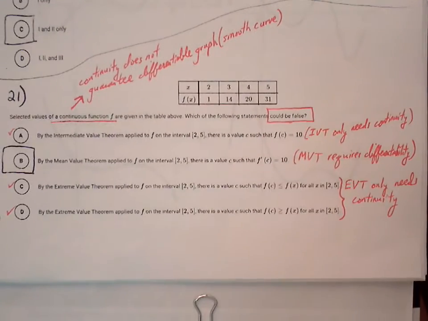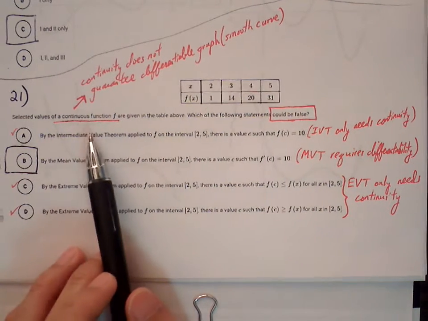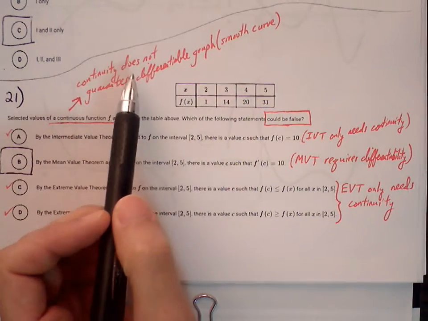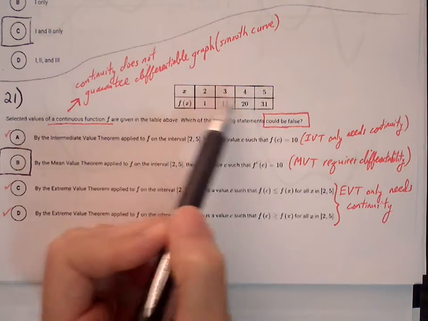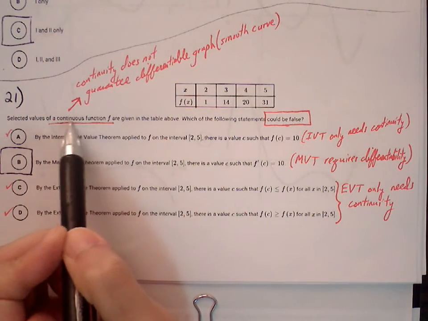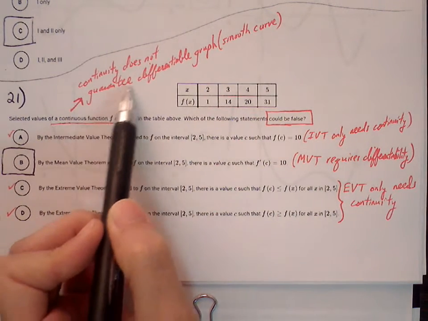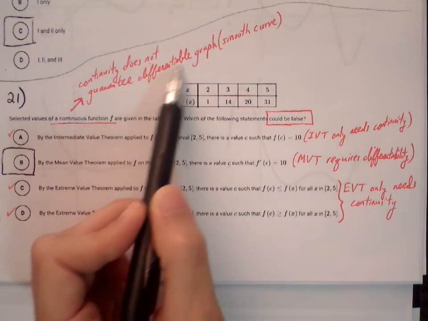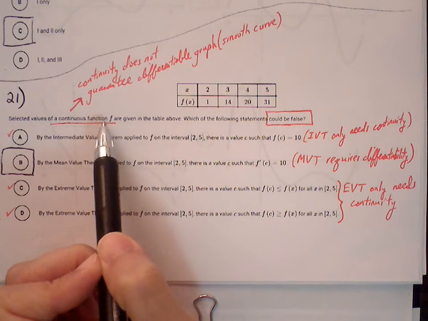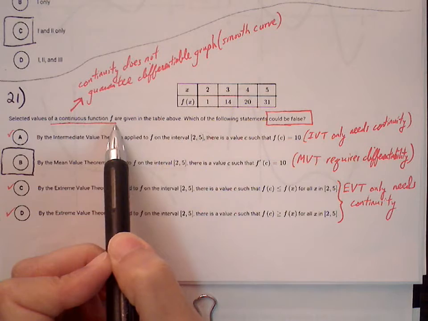Okay, 21. Selected values of continuous function f. So it's continuous, meaning there are no breaks in the graph, no vertical asymptotes, no holes. But this is the only characteristic that we see. We don't see anything about differentiability, so we can't guarantee it's a smooth curve. Keep in mind that it says continuous, but that doesn't mean it's guaranteed to be differentiable or a smooth curve.